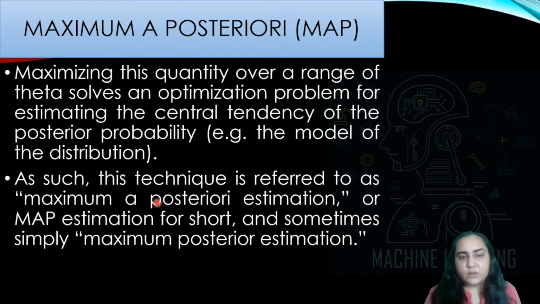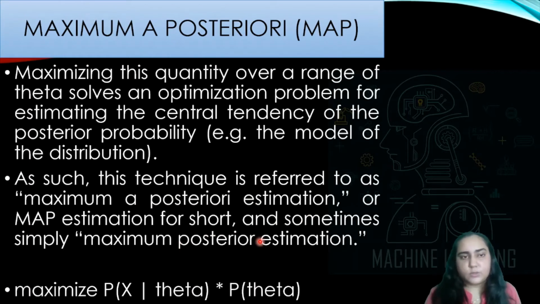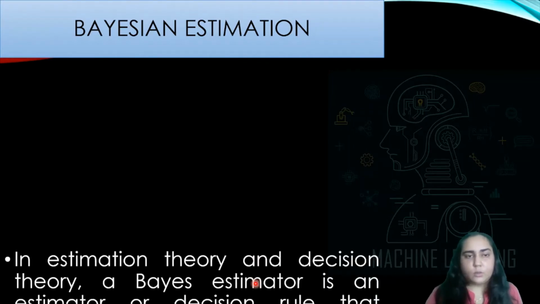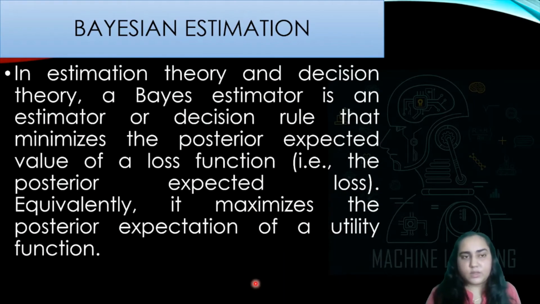This technique is called maximum a posteriori estimation, also sometimes called maximum posterior estimation. So all you have to do is maximize P of x given theta into P of theta. Now let's talk about Bayesian estimation, which is what is used to apply MAP. We are going to see an example so you'll understand it better.